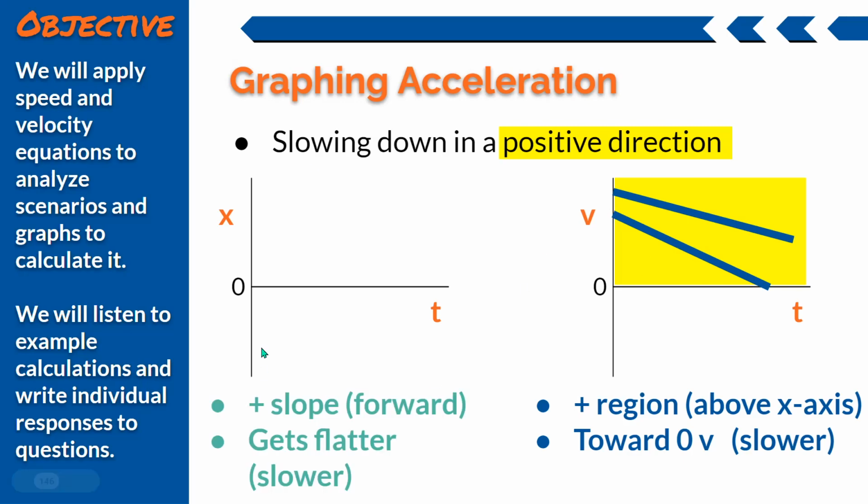All right, so if I want to show slowing down in a positive direction, again, positive direction means I'm going forward. So that means on my XT graph, I need a positive slope. Okay, and in order for it to slow down, that slope has to get flatter.